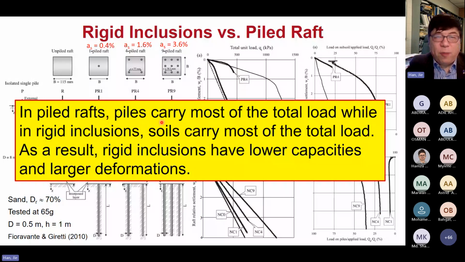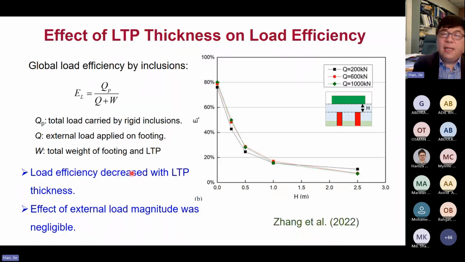But in a pile raft, the pile carries most of the total load, while in a rigid cushion, the soil carries most of the total load. As a result, the rigid cushion has a lower capacity in large deformations. There is other research done in France, and it also shows the same result. Basically, this is the total load carried by the rigid cushion divided by the total load applied.